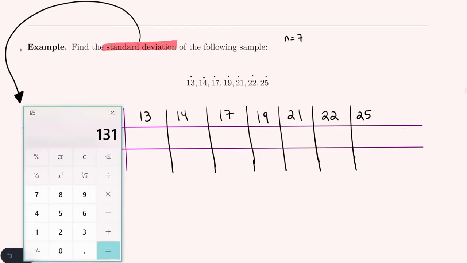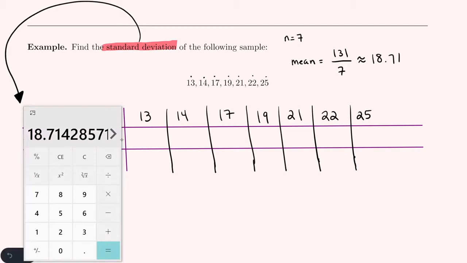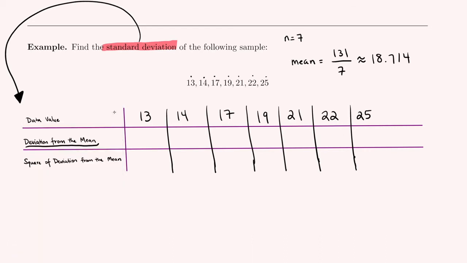When we add all the values together, we get 131, and then we divide that by 7, and we get, when rounded to 3 decimal places, about 18.714. So this is our mean. Now, in following the steps of the standard deviation, we first complete the table, and then we have to add a few additional steps. But let's complete the table first.